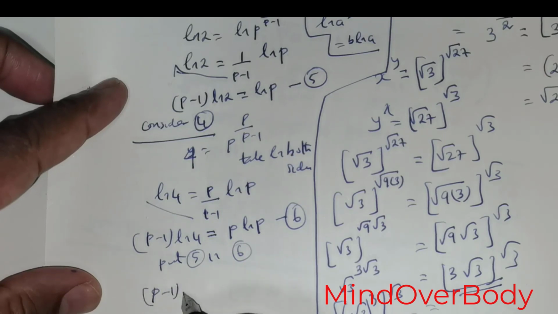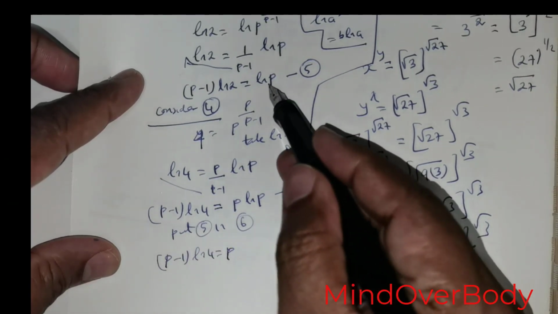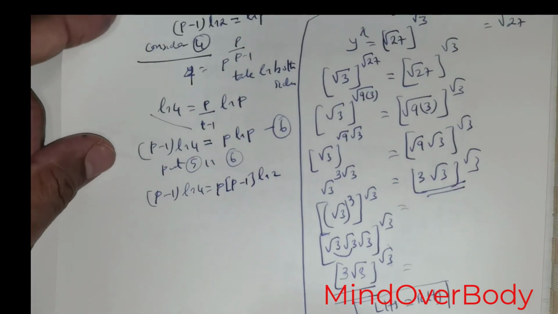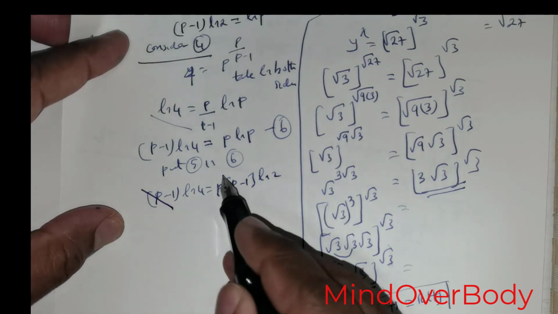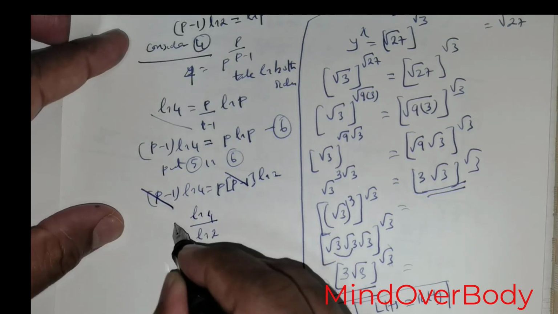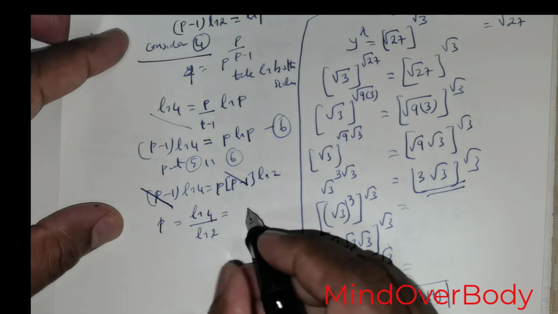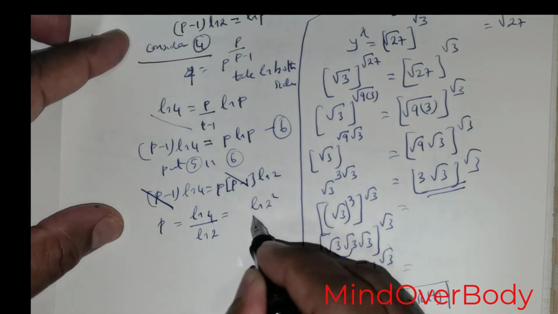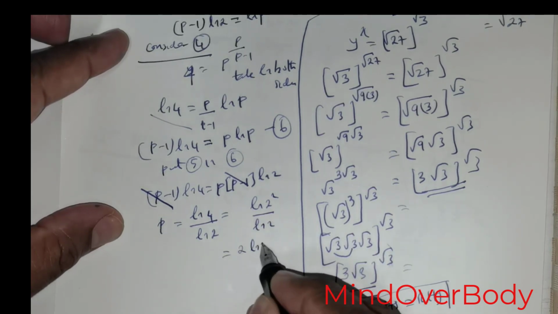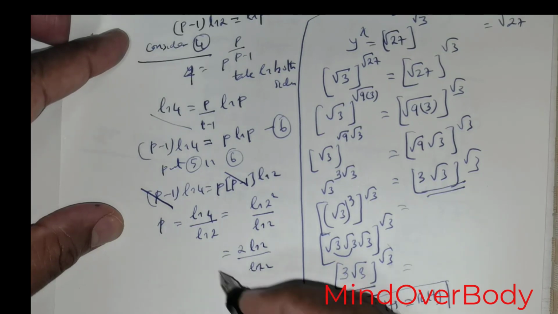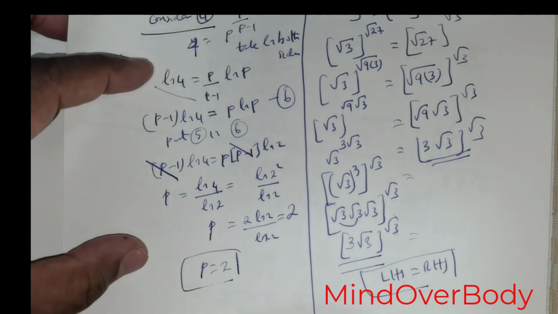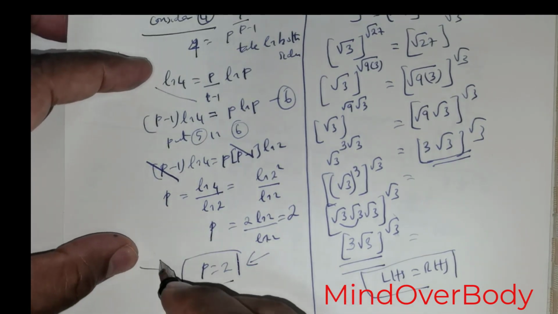So p negative 1 times ln 4 is equal to p times, in place of ln p I'm going to substitute p negative 1 times ln 2. Now you can clearly see that this p negative 1 and p negative 1 can be cancelled, and I can rewrite this as ln 4 over ln 2 is equal to p. Now I can rewrite ln 4 as ln of 2 squared divided by ln 2, and I can rewrite ln 2 squared as 2 times ln 2 over ln 2. Now removing logarithm, I get a value 2, so p is equal to 2. So this is how I can arrive at the value for p.